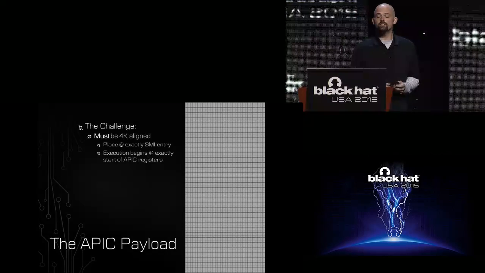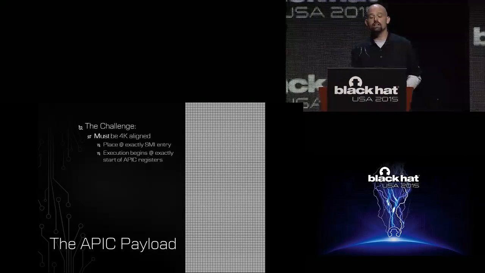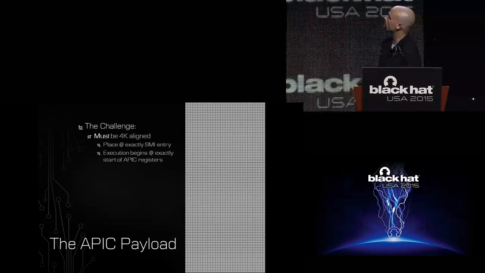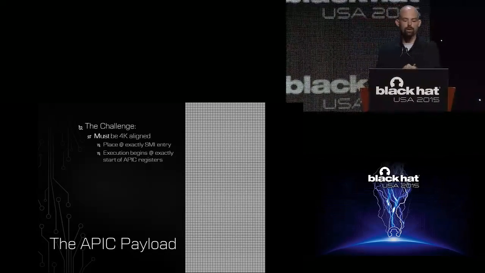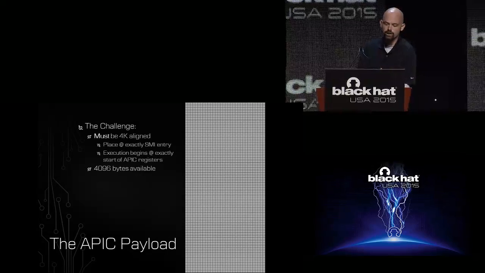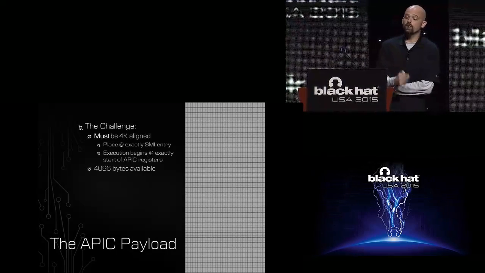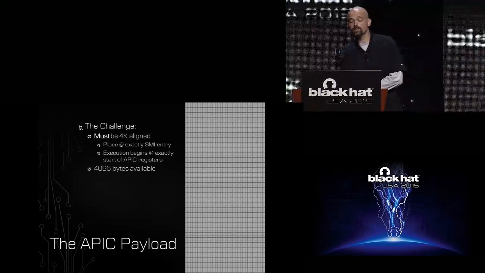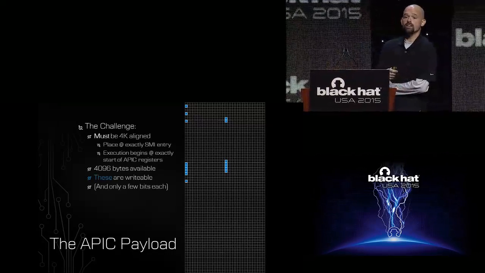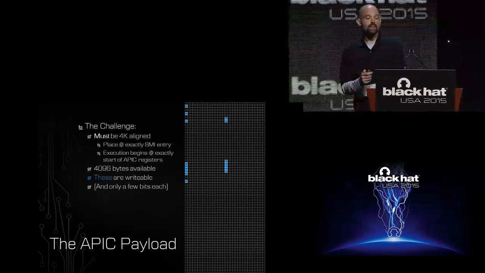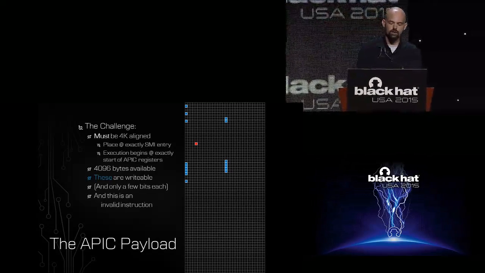It turns out to be really, really hard to do. The challenge is that the APIC registers have to be 4K aligned, meaning that we have no real leeway in how we place this APIC memory window. We have to put it exactly at the SMI entry point. We've got 4096 bytes available inside of the APIC that we can use for our shellcode. Unfortunately for us, only those bytes are actually writable, and only a few bits of each of those bytes are writable. That's not a lot of control over this shellcode.